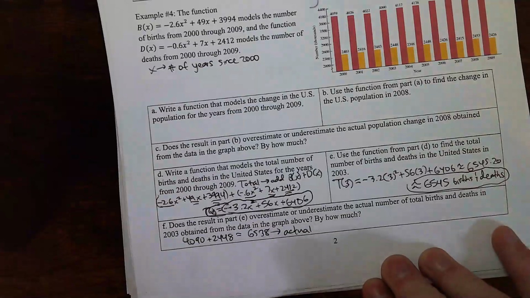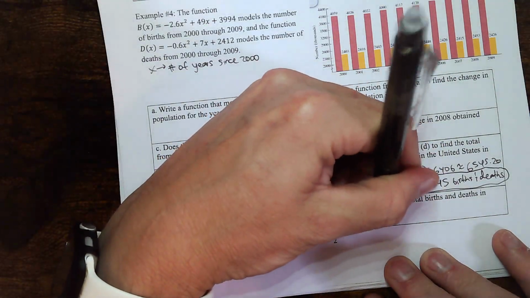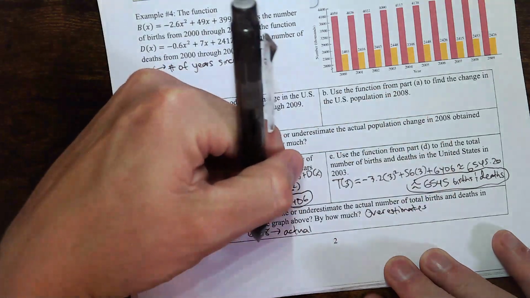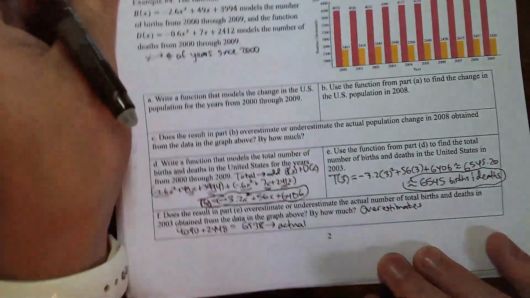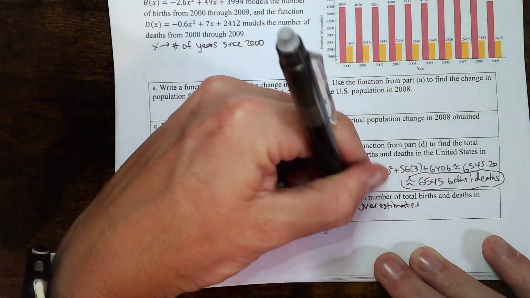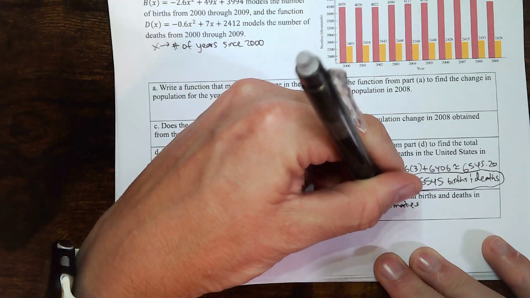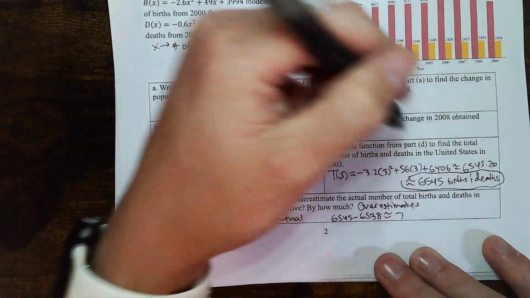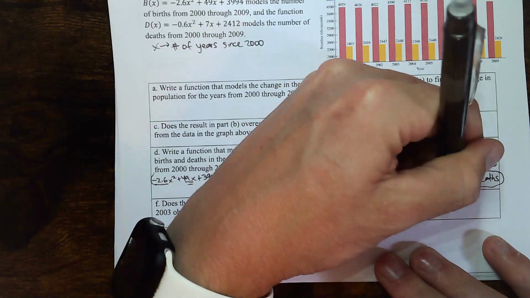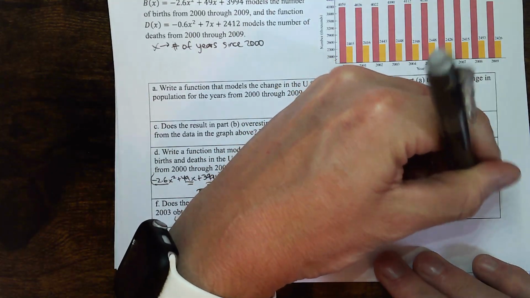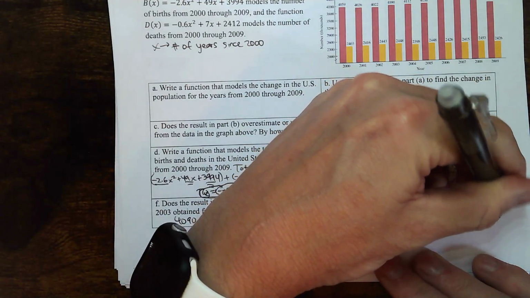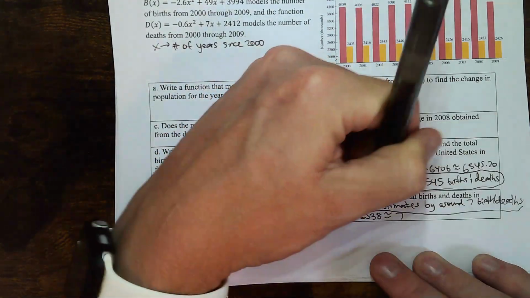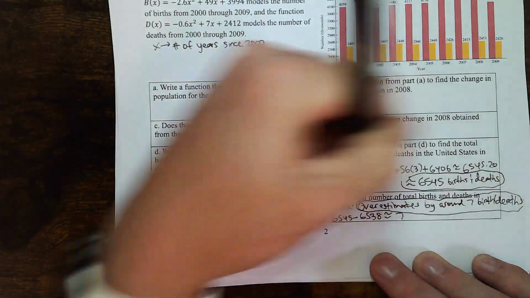And so the model overestimates because it has more births and deaths combined than actually happened. And so how many more? 6,545 minus 6,538, and I'm going to round it to around 7. So it overestimates by around 7 births and deaths. That's actually a pretty good model, with these numbers, the model is pretty accurate there because it's not too far off. These two values are pretty close.